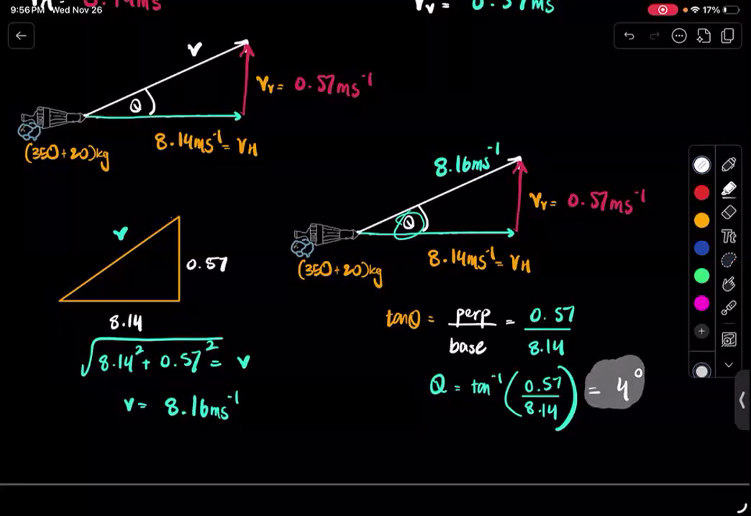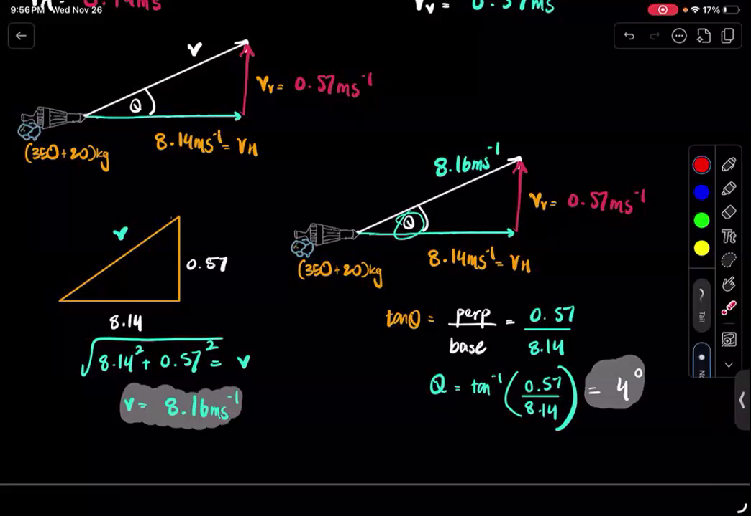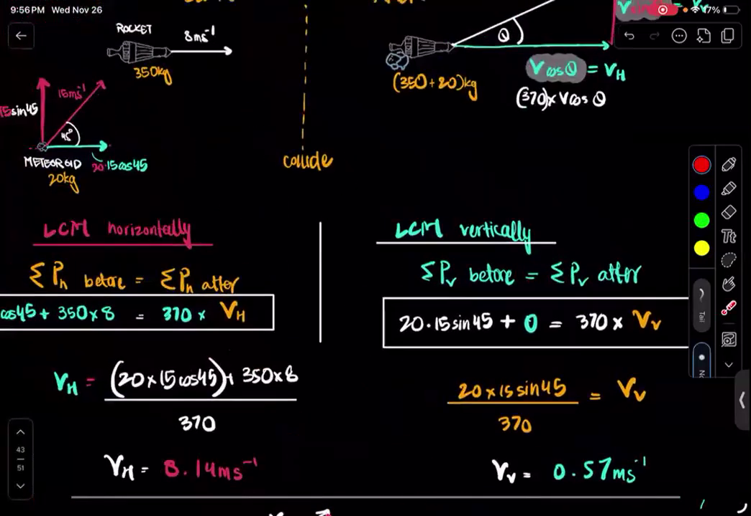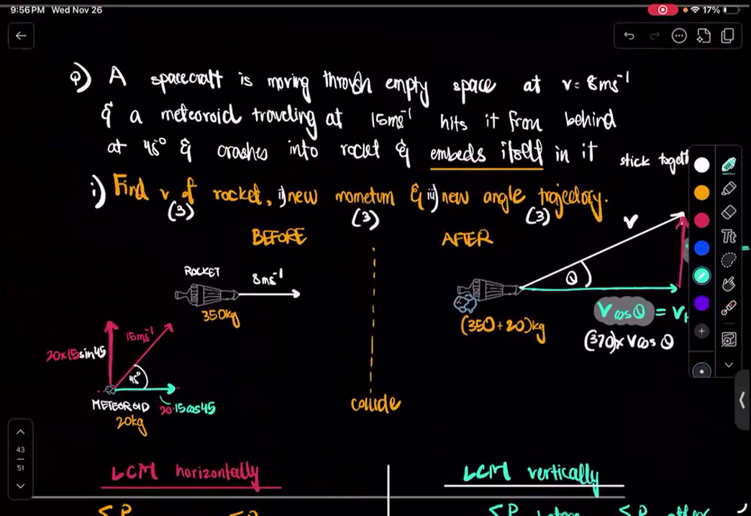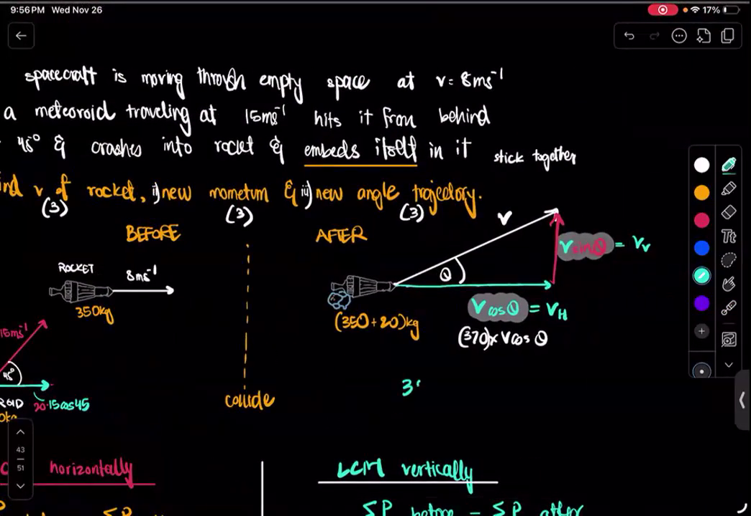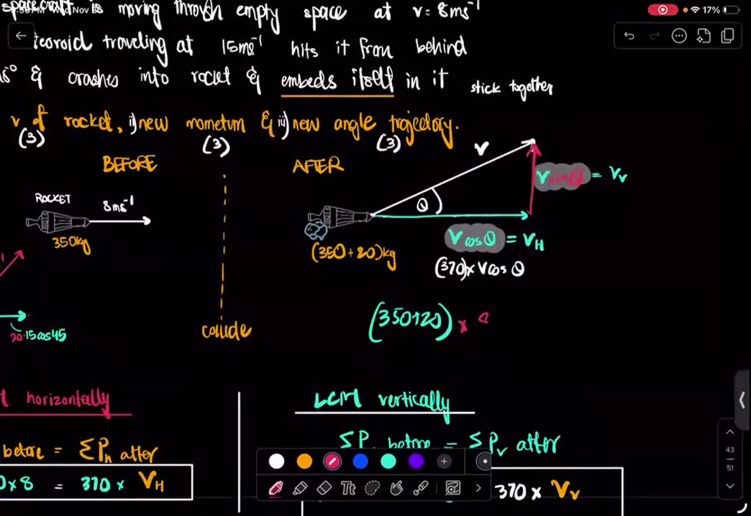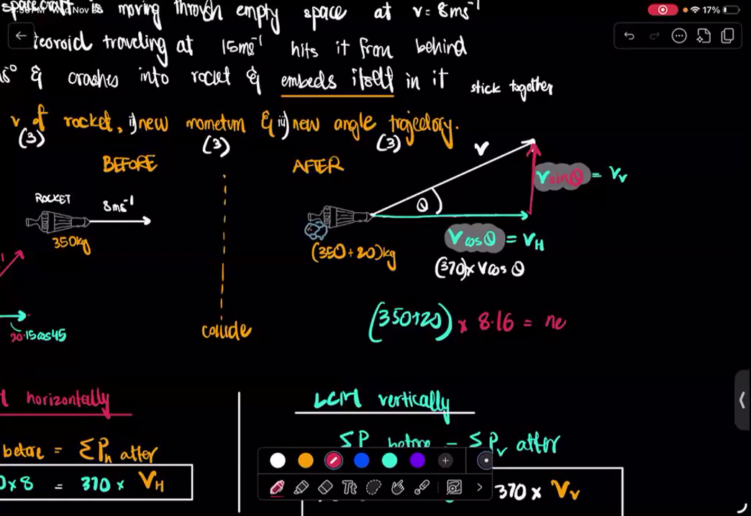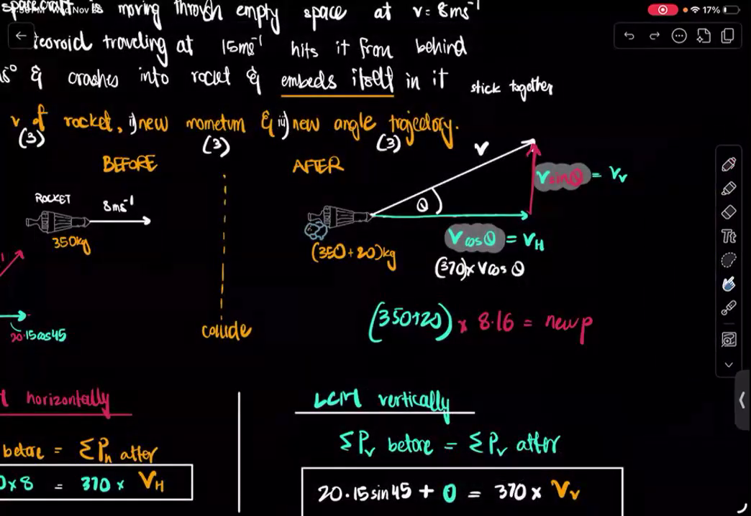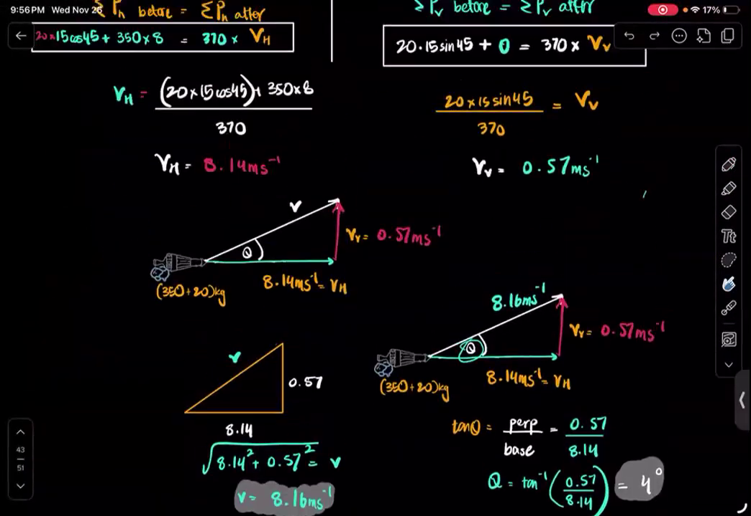We figured out the new trajectory. We figured out the angled velocity. And what else? Find new momentum. New momentum is just going to be this: 350 plus 20 times the angled vector. What was that? 8.16. This is new momentum, right? The angle momentum is going to be this because you already found out velocity. So you can just assume that you figure it out. Okay. And that's how you solve this question.